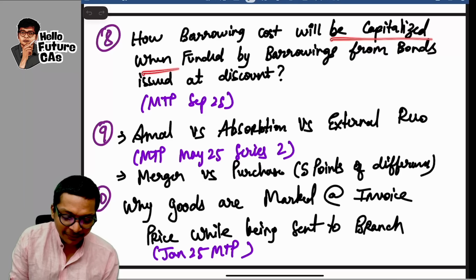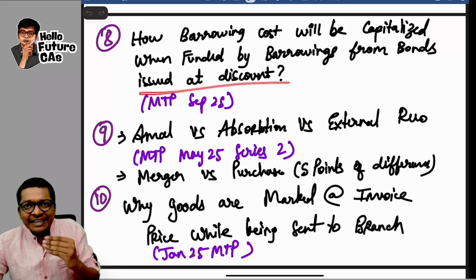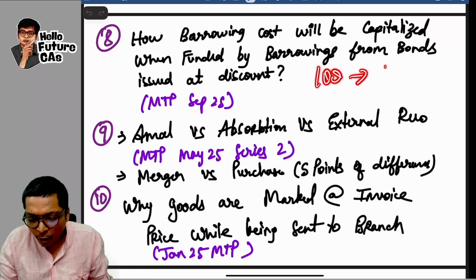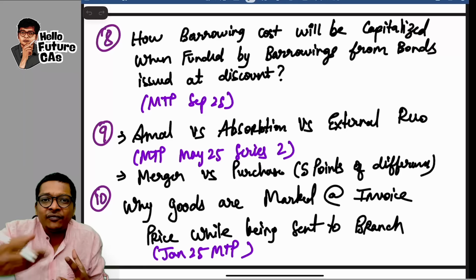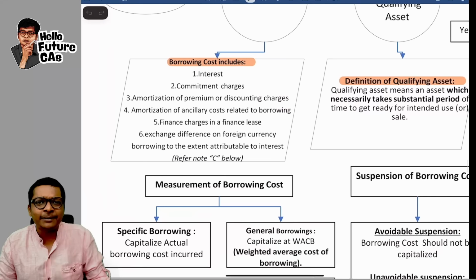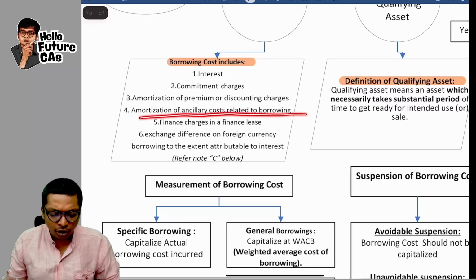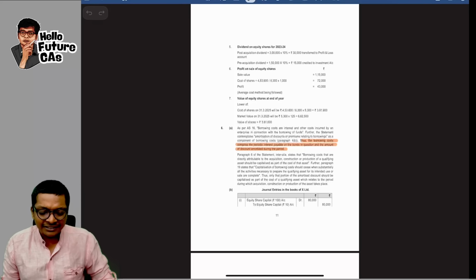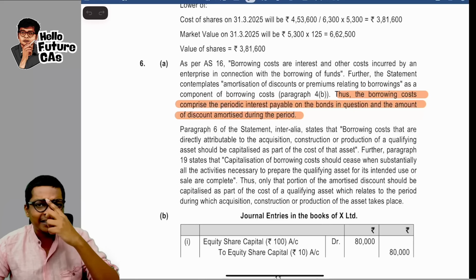How borrowing cost will be capitalized when funded by borrowings from bonds issued at discount. Basically, they're saying when you're taking some bonds and those bonds are issued at discount. So a 100 rupees bond is issued at discount and that 90 is used for capitalizing of assets. So will I capitalize that 10? Answer is very straightforward. Yes, if you look at the AS 16 borrowing cost definition, it includes what, guys? Amortization of ancillary costs related to borrowing and amortization of premium or discount charges, and that's my answer, which is there in the MTP also. If you want to know, look at the answer, just click a photo or take a screenshot, guys.